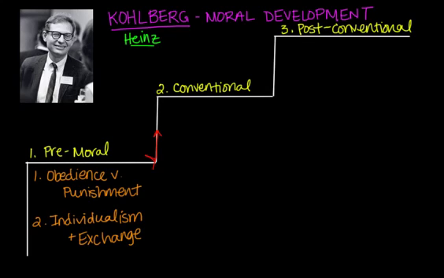At the conventional stage, there are two more steps. So we can do this as step 3. At this stage, authority is internalized but not questioned, and reasoning is based on the norm of the group to which the person belongs. So stage 3 is all about good boy and good girl. Sounds kind of funny, not versus, but good boy and good girl.